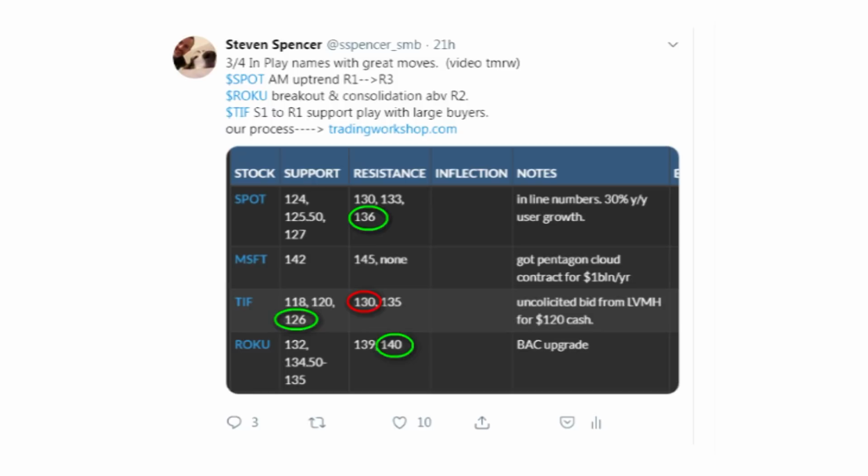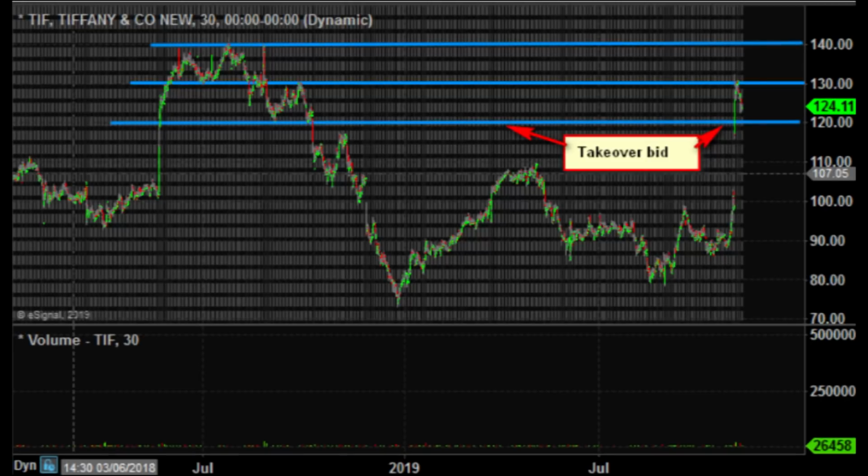So that was Roku. I thought that illustrated quite a few things. The second name was TIFF. And on TIFF, I can tell you that I definitely did not have a bias. My thought was there could potentially be money on both sides of this one. The news on this one was they received an unsolicited takeover offer at $120 a share. I wanted to show you the higher time frame so I could explain to you exactly what I was thinking when this news came out.